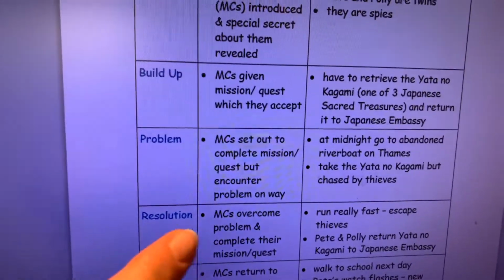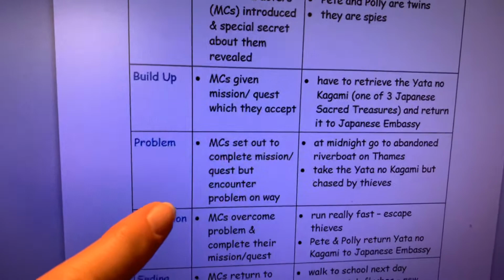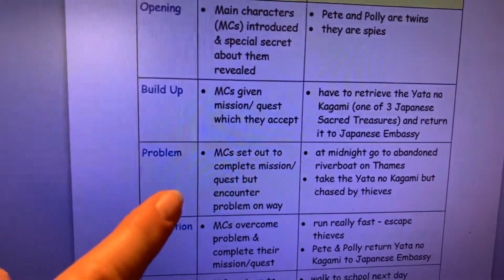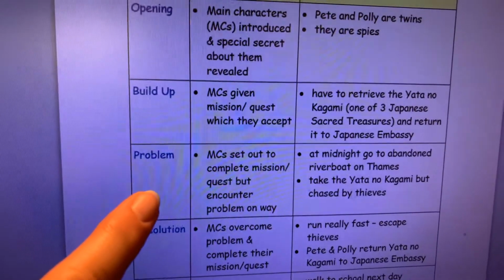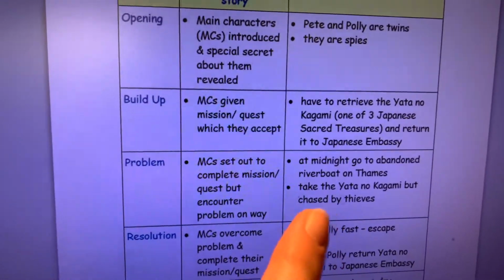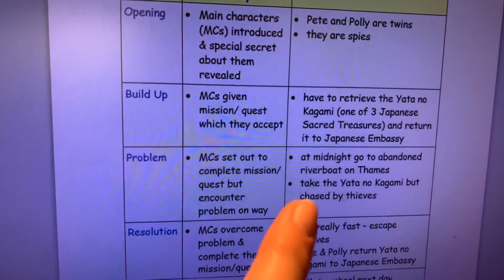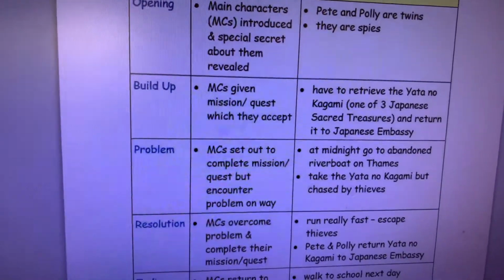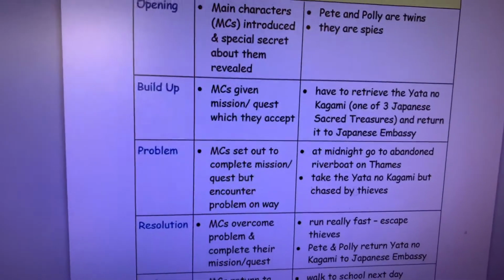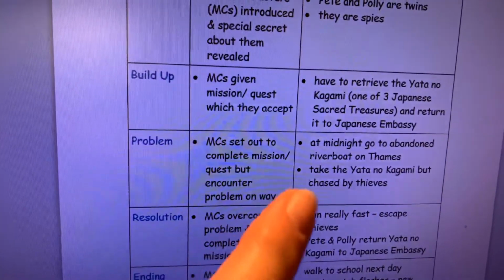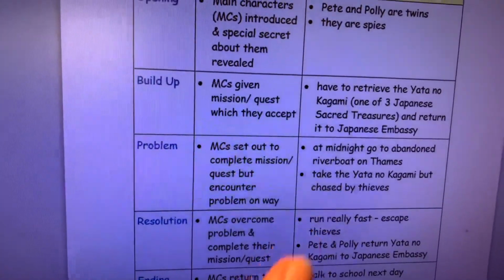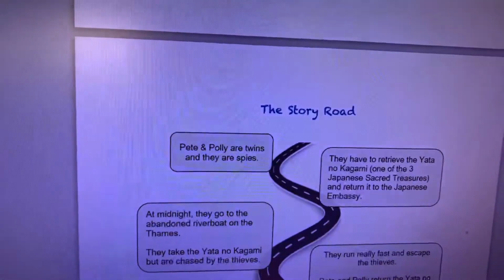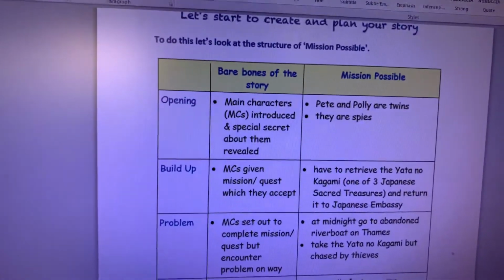Well, the main characters have to set out to complete their mission, but what encounters do they get on the way? Well, we know that they had to go to the riverboat on the Thames, and then they found that the thieves, those two villains, had got the treasure, so they had to somehow get the treasure back from them. The resolution, I'll go back, sorry, here we go.